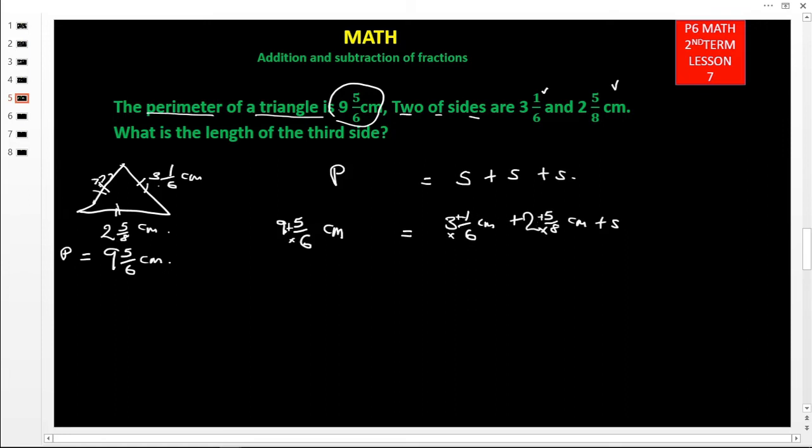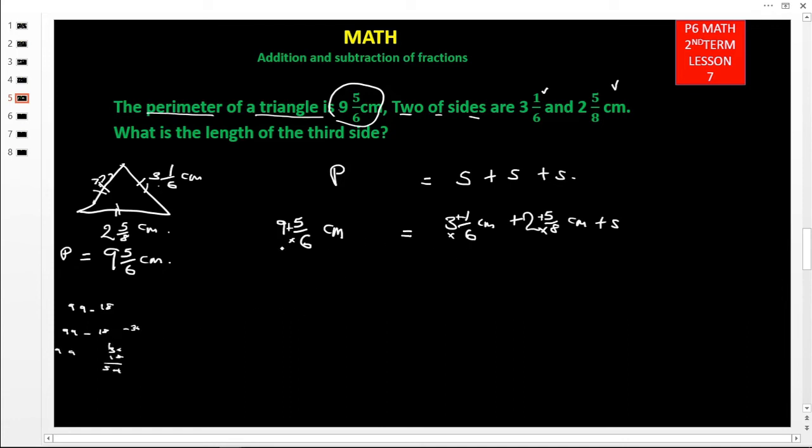So 9 times 6: 9 times 6, so 9 times 6 is 54. Then 9 times 6, 6 times 6 is 36, plus 18. So 8 plus 6 is 14. We put 14 here, that is 54.